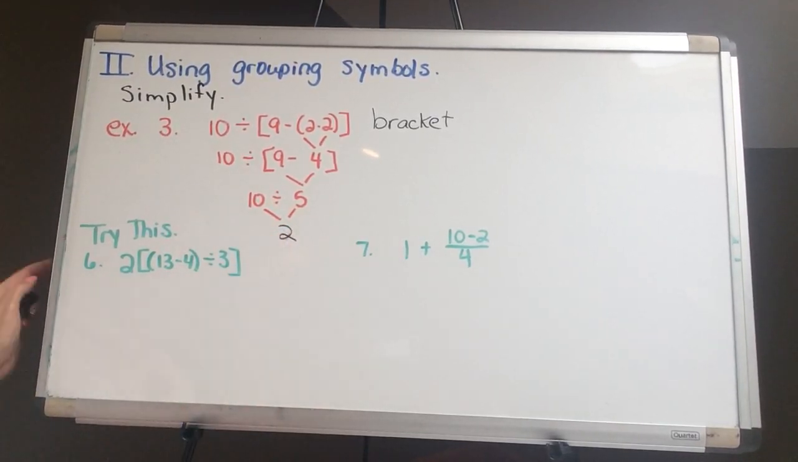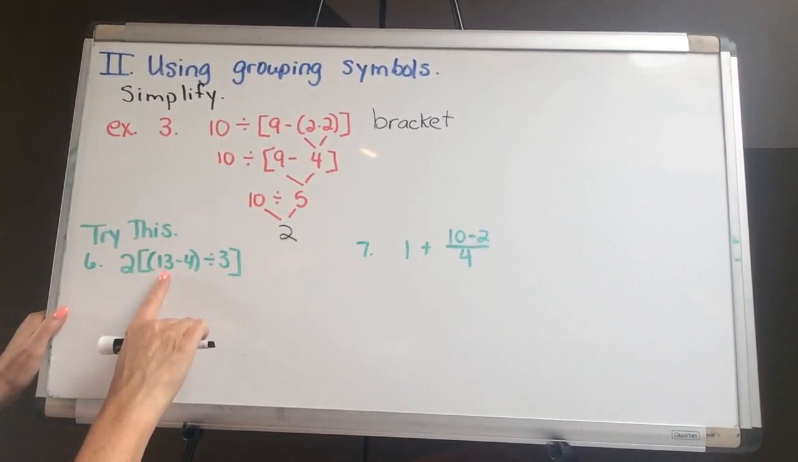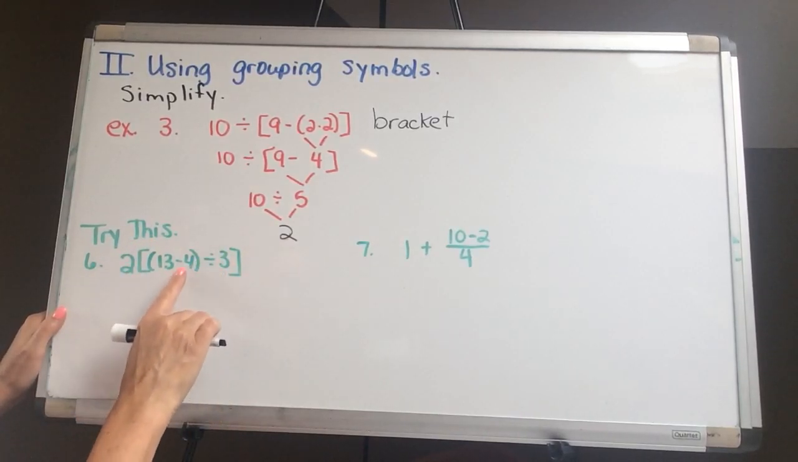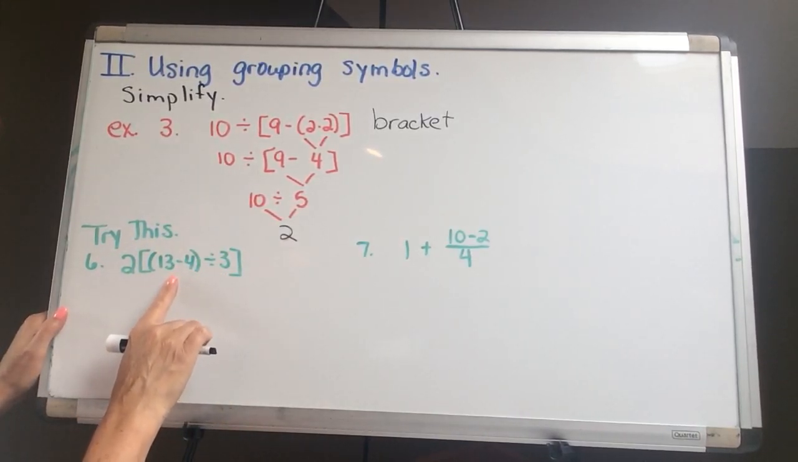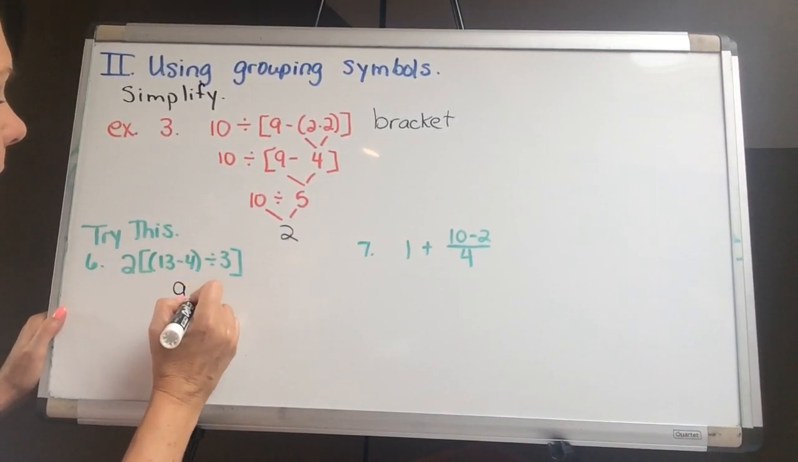All right, let's take a look at this one. 2 times, and here we go. Do what's inside. This is a parenthesis inside a bracket. So you're going to do this part first. And 13 minus 4 is 9.